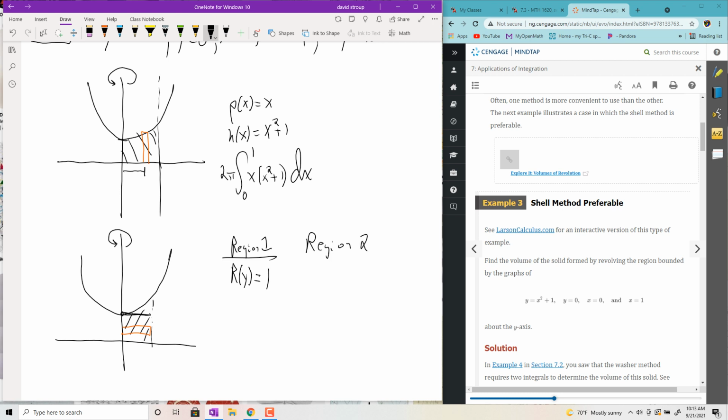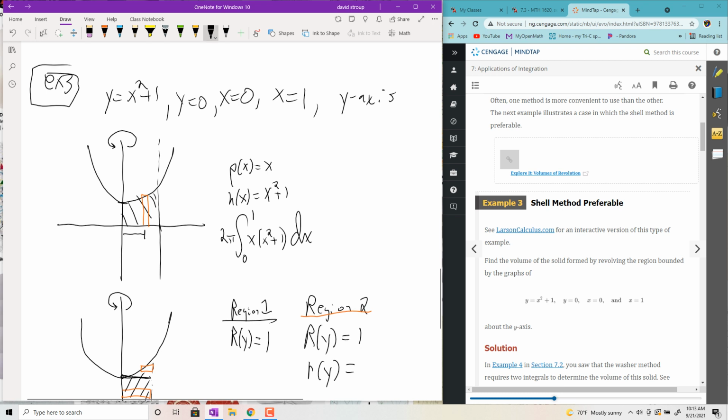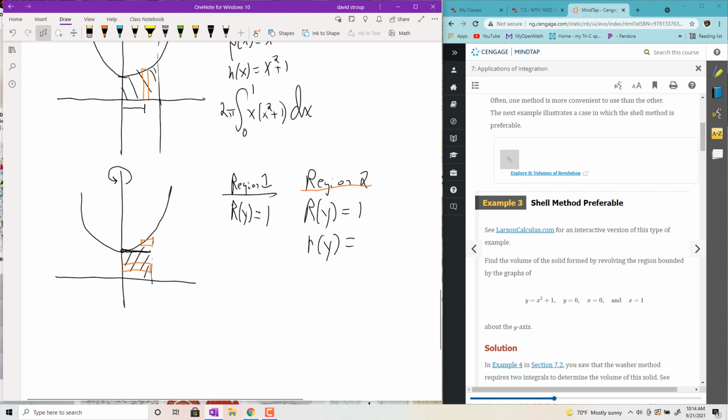Region 2, when you rotate that thing, it has a hole in it. So basically you have to do a washer on it. There'll be 2, your big R of y is again going to be 1. Your little r of y is going to be from the inverse of y equals x squared plus 1. So let's get that. It's x squared equals y minus 1, and then x equals plus or minus square root of y minus 1. We want the positive branch.